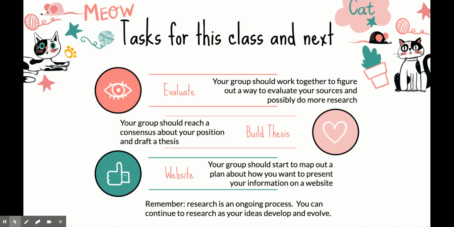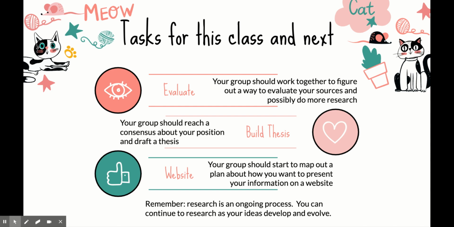Build a thesis. Your group should reach a consensus about your position and draft a thesis. Again, how you do this, you have to work out as a group. You should also, in this class and next, begin to map out a plan for how you are going to present information on a website. Maybe start building a foundation for a website. You don't have to get fully into it yet, but start thinking about this.